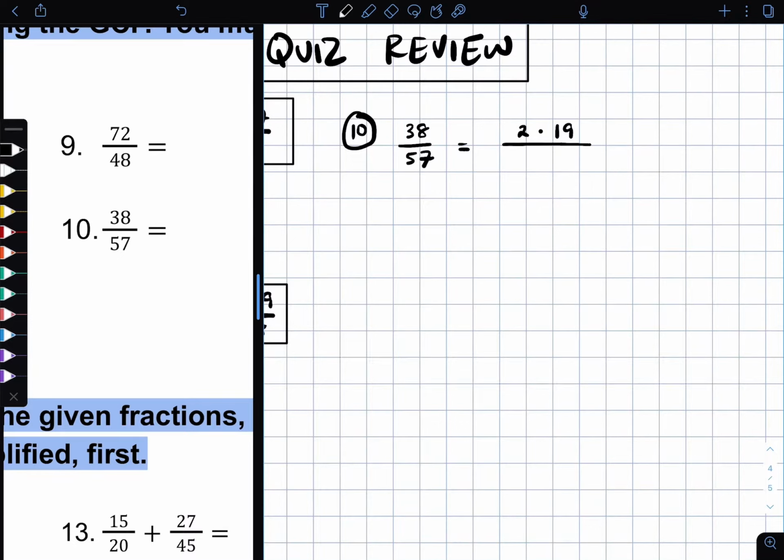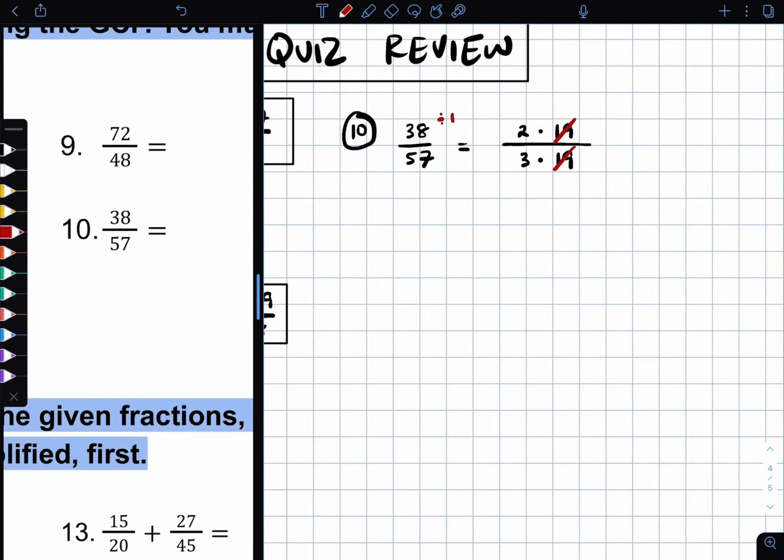57 can't divide by 2 because it's an odd number, but 5 plus 7 is 12, and 12 is a multiple of 3, so we can divide it by 3. And so 3 times 19 is actually 57. So again, this is the prime factorization method. You can cross off their GCF, and that's going to be 19.